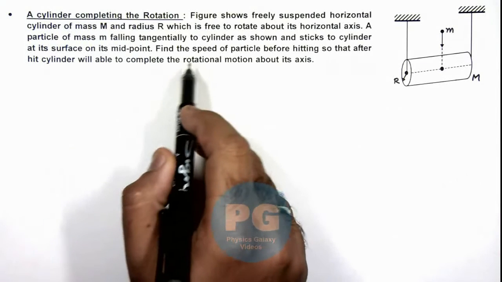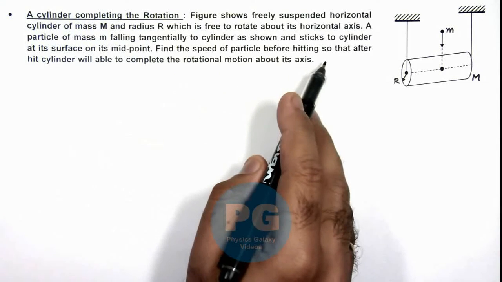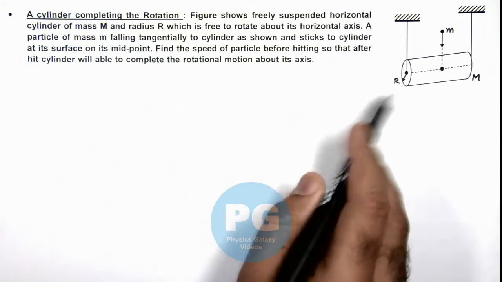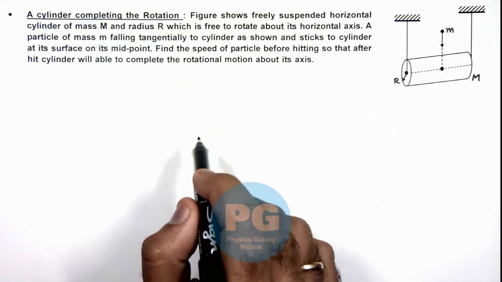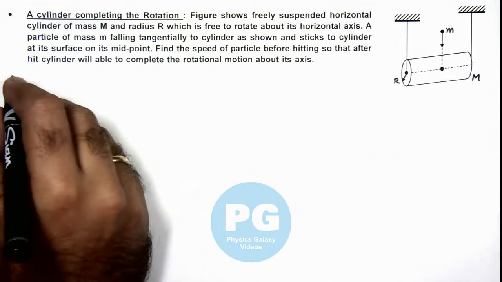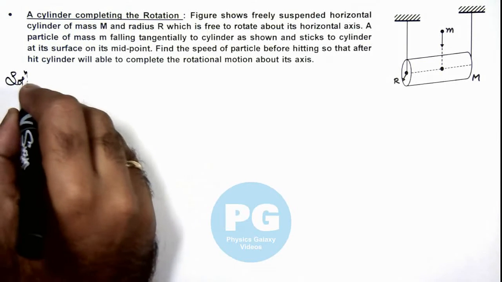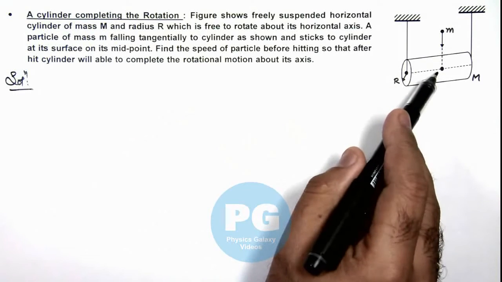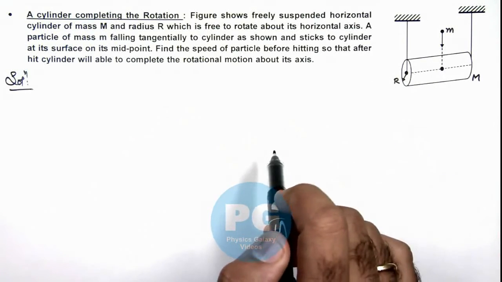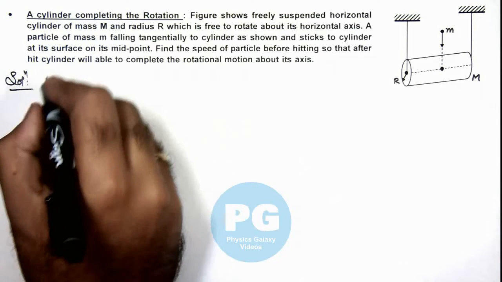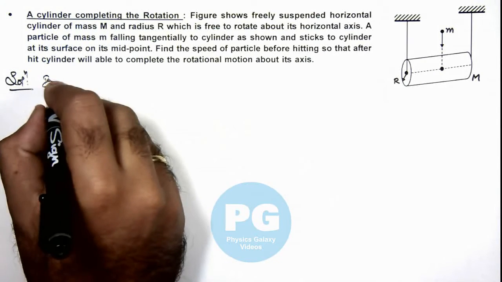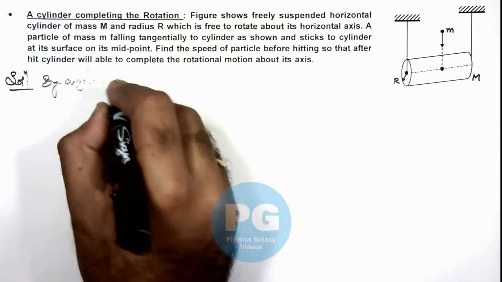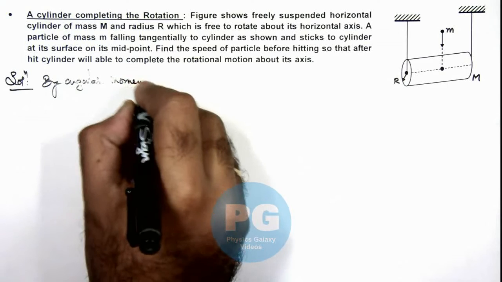We are required to find the speed of the particle before hitting, so that after the hit the cylinder will be able to complete the rotational motion about its axis. So in this situation we can calculate the angular speed of the cylinder just after the hit by using angular momentum conservation.